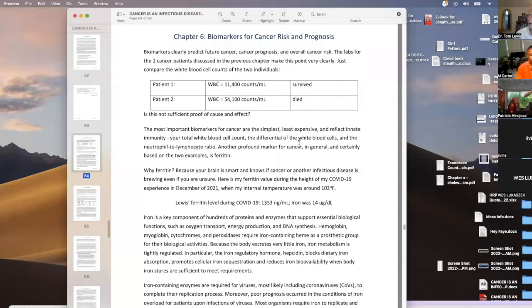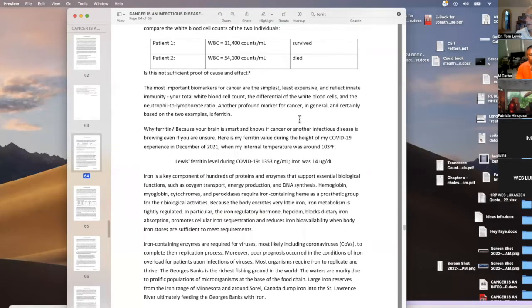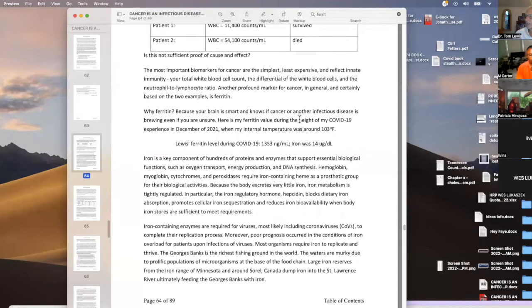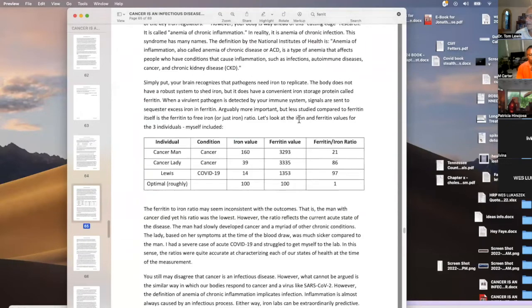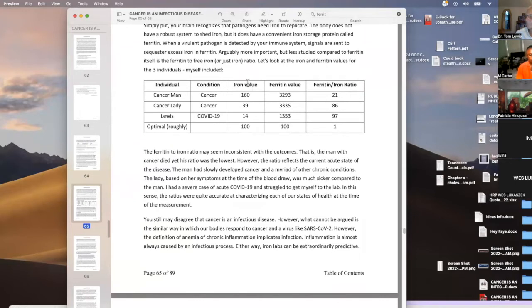And here's one: patient one survived with a white blood cell count of 11.4, and then the patient that died had a 54,000 white blood cell count. Okay, he died. But when we look at the iron, the man who died had a 3,300 ferritin and a 160 for the iron value. Now his iron wasn't super low, so it's kind of hard.